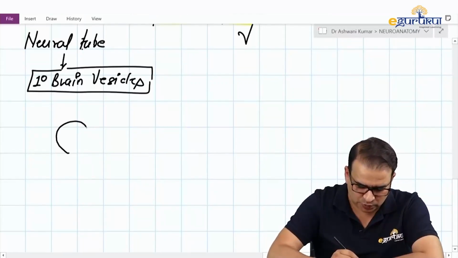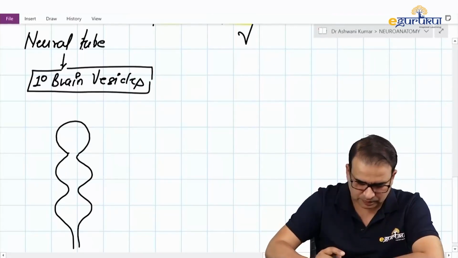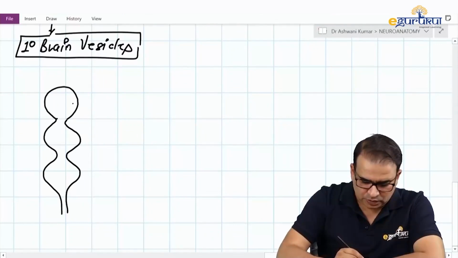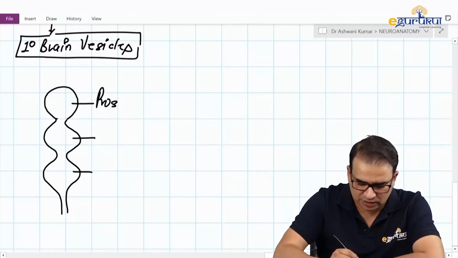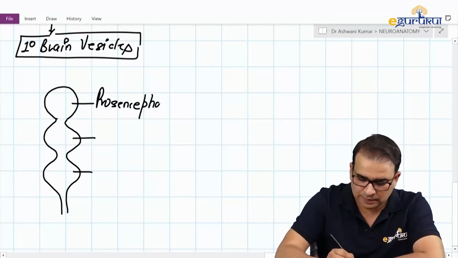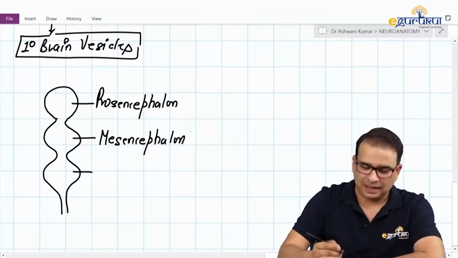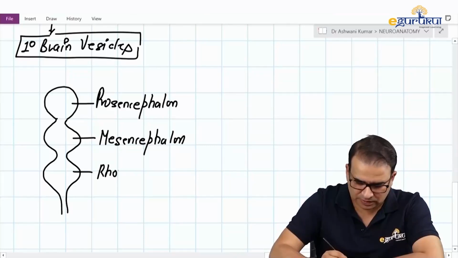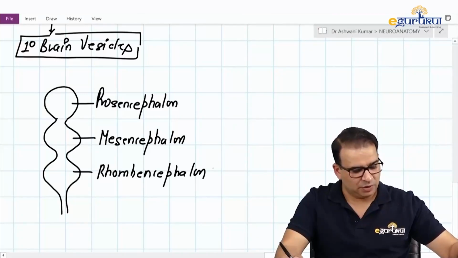So like this is the one, we've got the first one here, the second one and the third one. Now what these brain vesicles are named as, guys, these brain vesicles are called the prosencephalon. This one here is mesencephalon. And the one which is present below here is the rhombencephalon. Prosencephalon, mesencephalon and rhombencephalon.